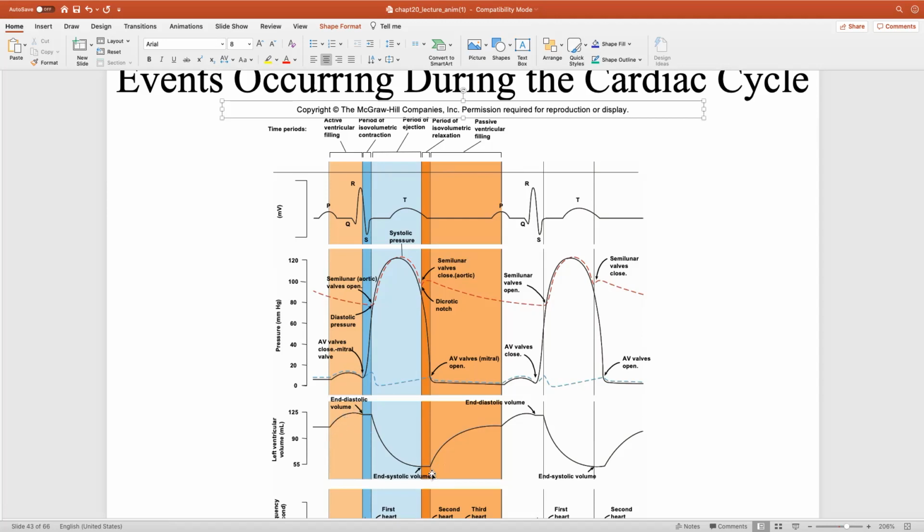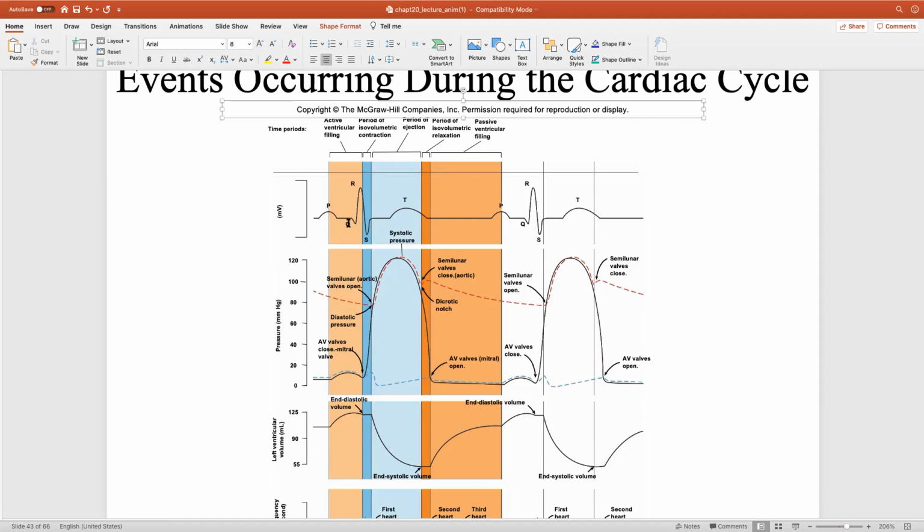Now, again, right, passive filling causes us to go from minus 55 to about 105 right here. The remaining 20 milliliters of blood is going to be moved from the left atrium to the left ventricle by way of that active ventricular filling time right here. So now we have topped off our blood volume in the left ventricle. We're at 125. What happens then?